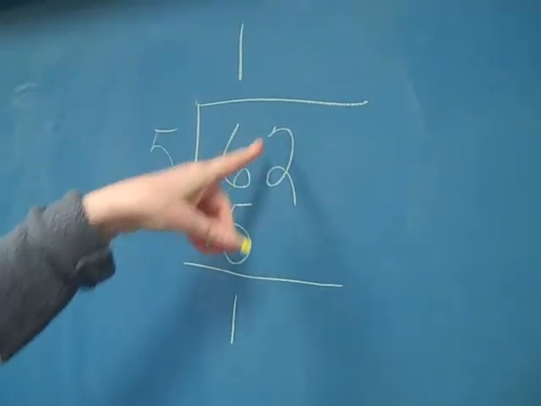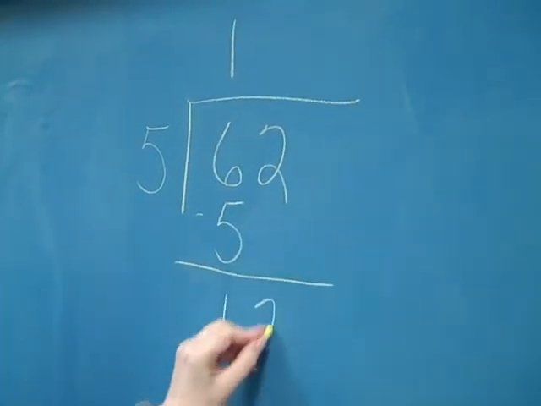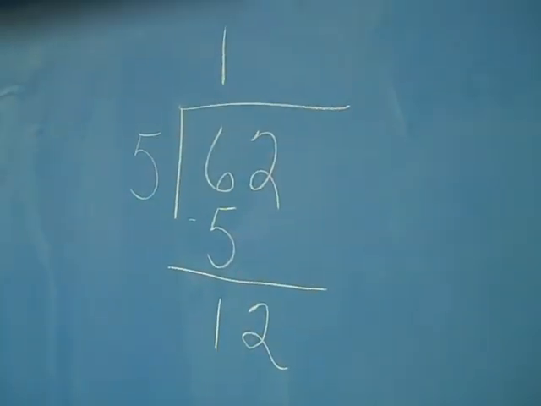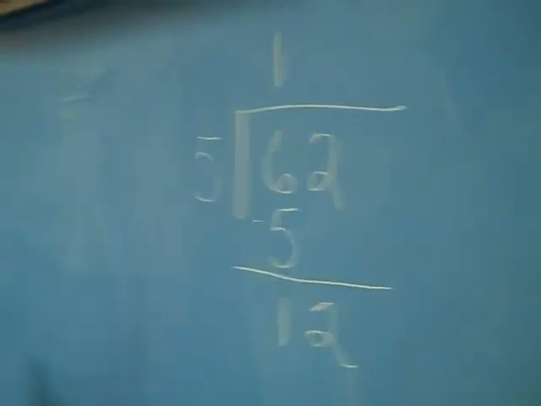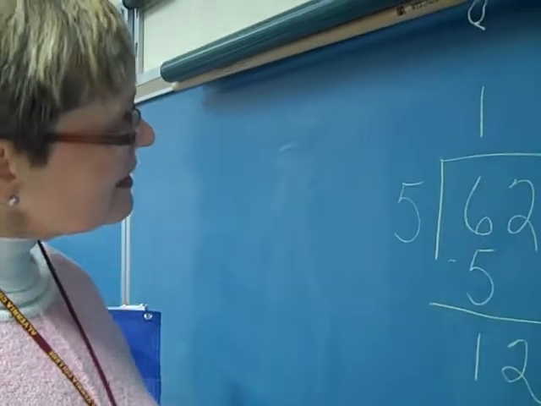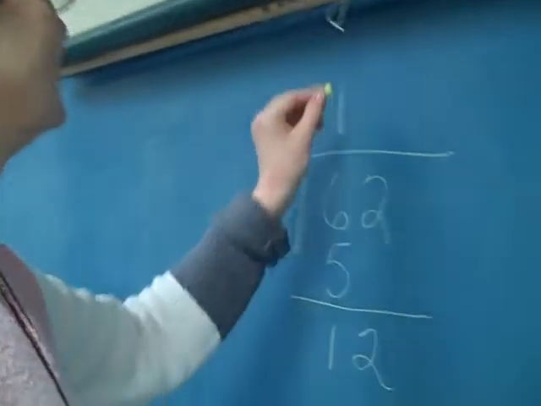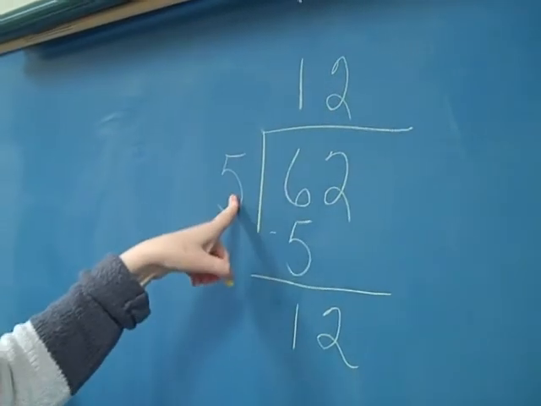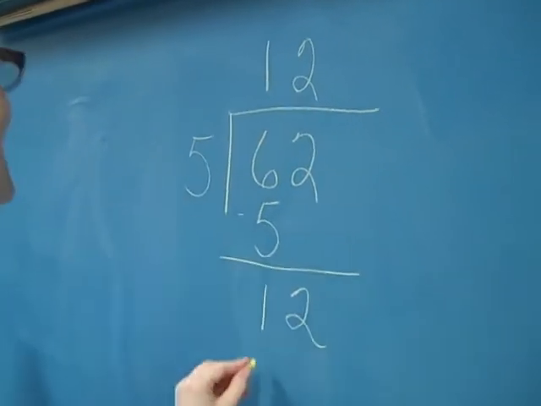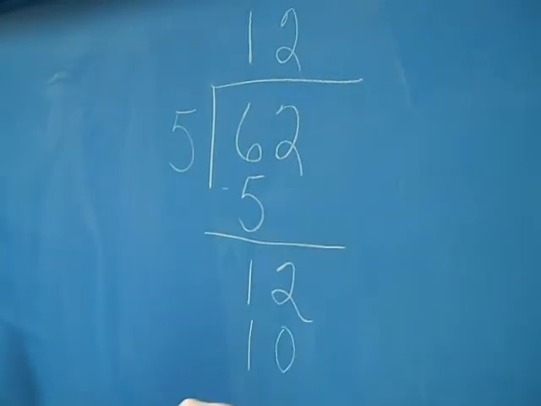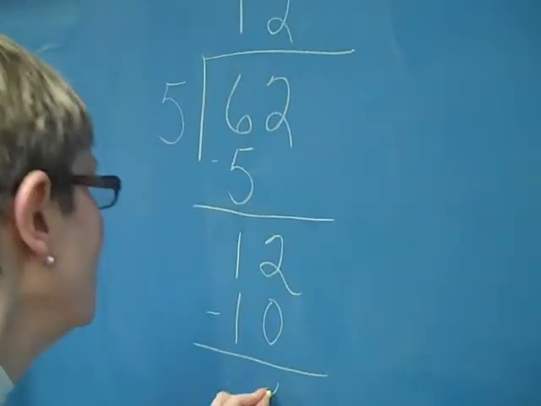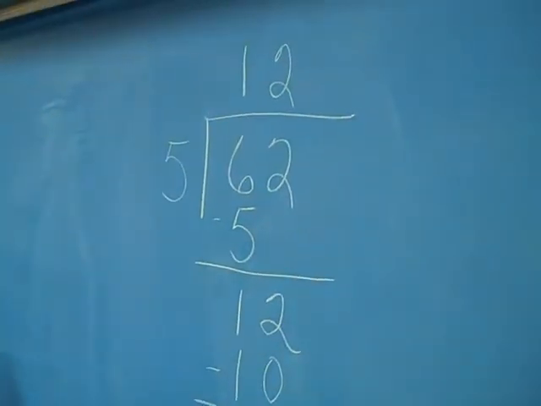Then I'm going to bring down the 2. Now I have a new division problem, and I ask myself, how many times can 5 go into 12? I think the closest I can get to that is 2. So I'll put the 2 above the 2. Then I multiply 2 times 5, and 2 times 5 is 10. I put that under the 12. Subtract 10 from 12 and I get 2.